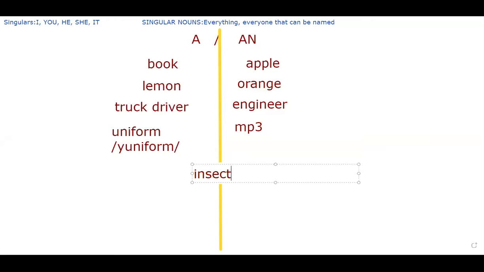Insect. To the left or to the right? Insect. An insect. Very good. An insect. Excellent. An insect. Very good. Now, let me show you here another compound noun. Right? Okay. Listen to this.